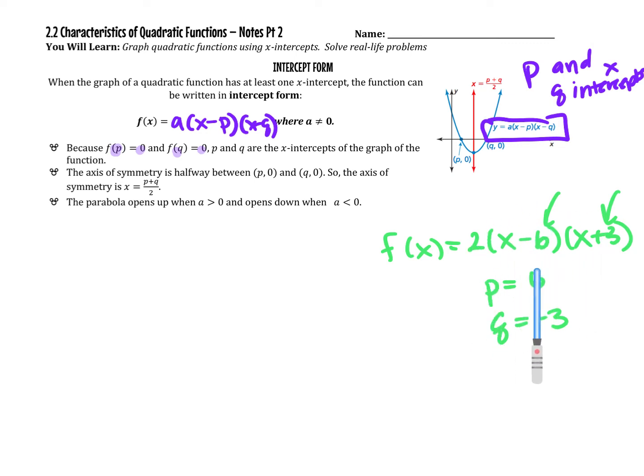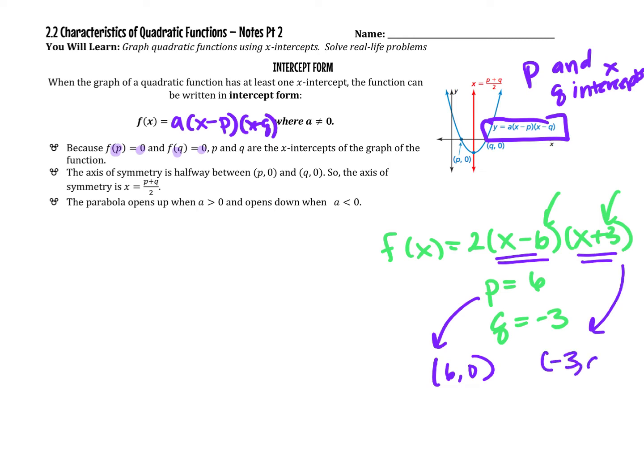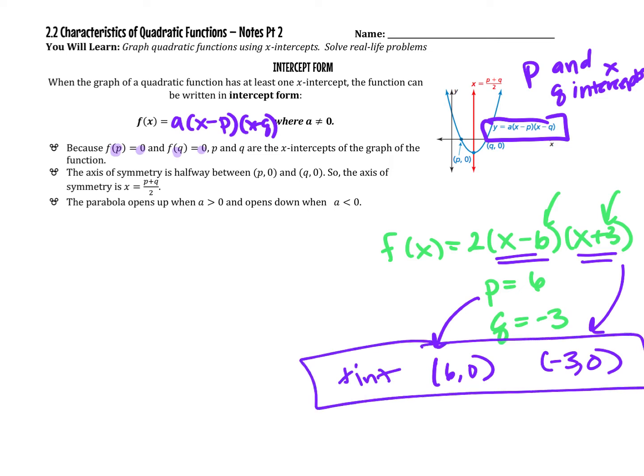So intercept form is giving us those two x values where we're crossing the x-axis. Because f of p is 0 and f of q is 0, p and q are the x-intercepts of the graph. And we want to write those intercepts as ordered pairs. From the factor x minus 6, we can say there is an x-intercept at (6, 0). And from x plus 3, we can say there's an x-intercept at (negative 3, 0). So these would be our x-intercepts from this quadratic.